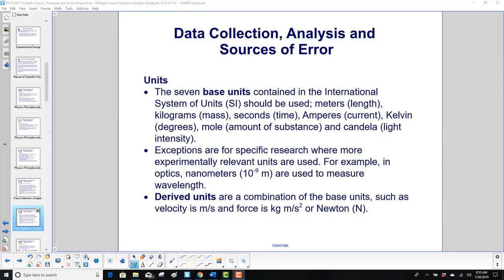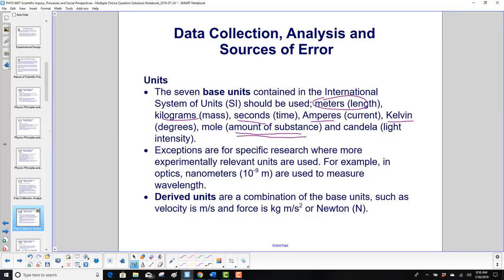Units are very important in physics or in any science, so we can all communicate with the same quantities. And there are 7 base units in the International System of Units, SI, and that's a couple French words which I'm not even going to try and pronounce, but we will abbreviate it SI. So we have meters for length, kilograms for mass, seconds for time, amperes for current, Kelvin for degrees, mole, which is your amount of substance, and candela, which is light intensity. And those are our base units.